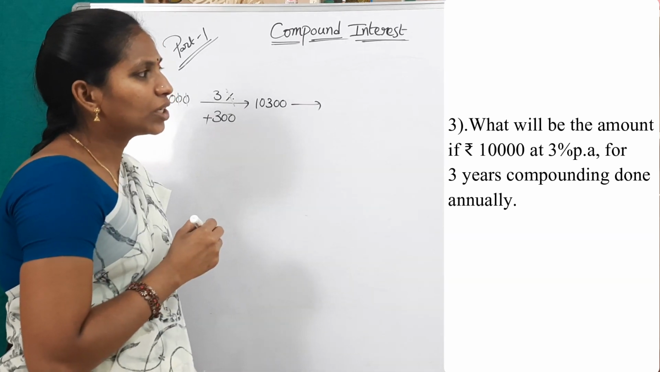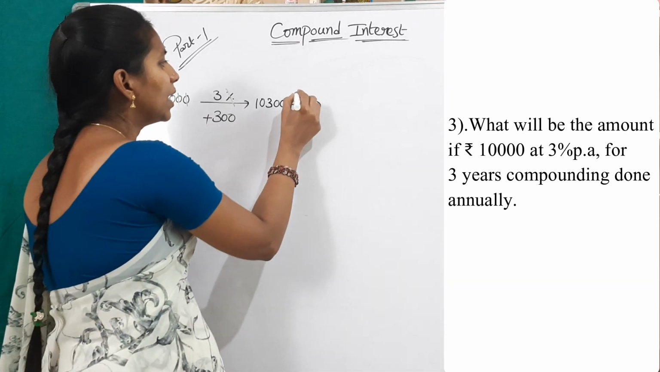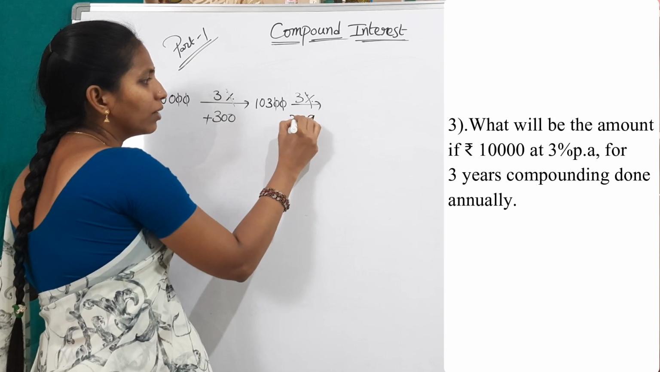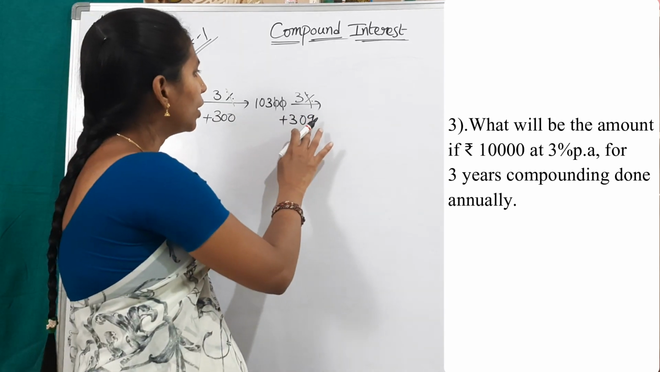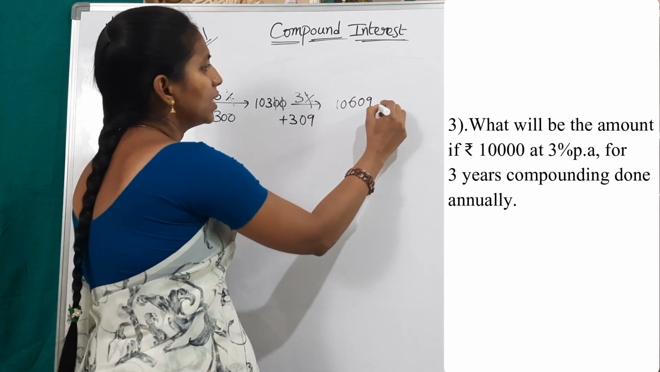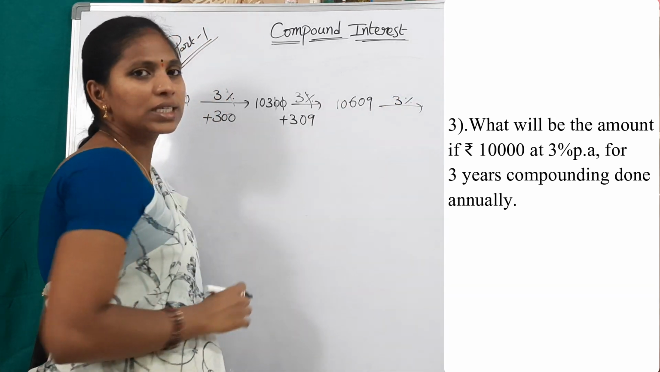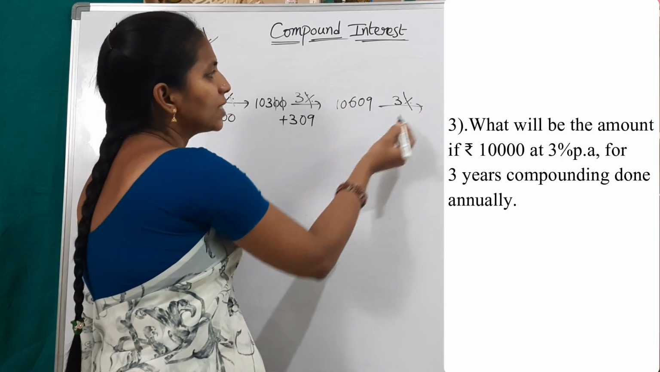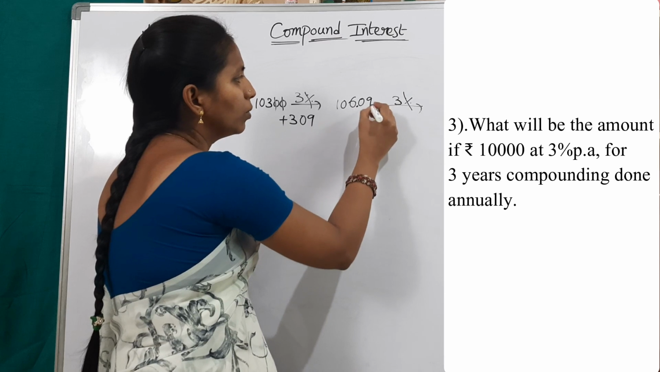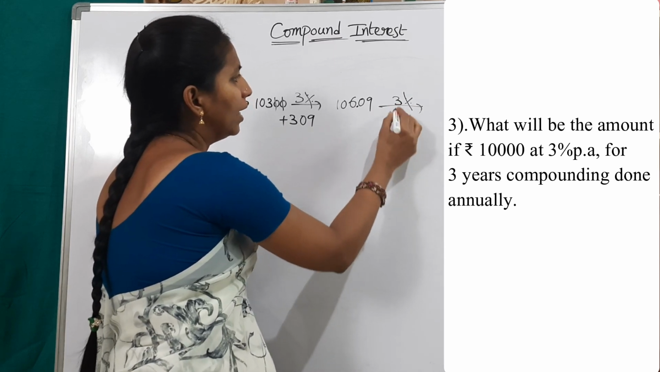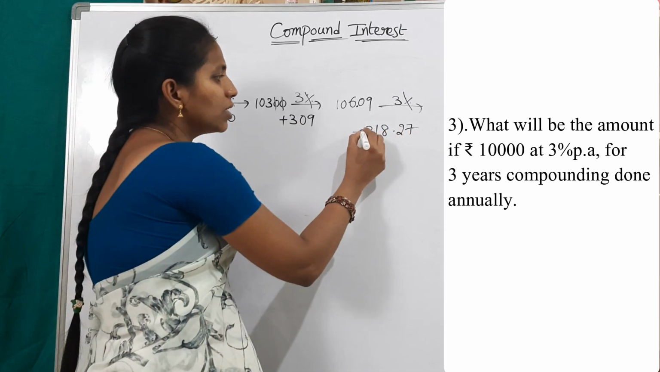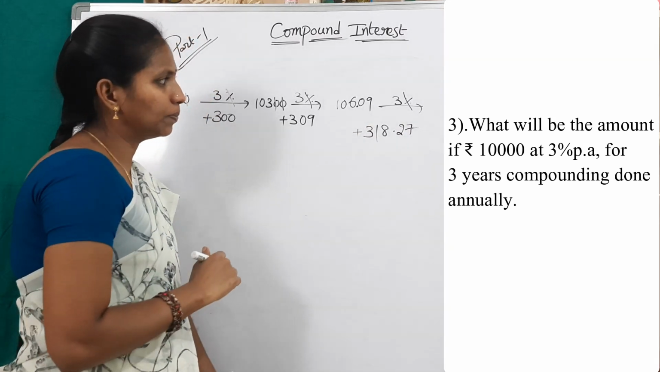Next year, we should calculate for how many years? 3 years. For second year, 3%. Percent 0 gets cancelled. Now 9, 0 and 3. 309 is the result. Add this 309 to this value 10300. Then 10609 is the result. Again calculate 3% on this value. Cancel percentage and place a dot after 2 digits. Now 3 into this value. 9 into 3 is 27, 2. And 6 into 3 is 18, 1 and 3. 318.27. This is a compound interest for third year.